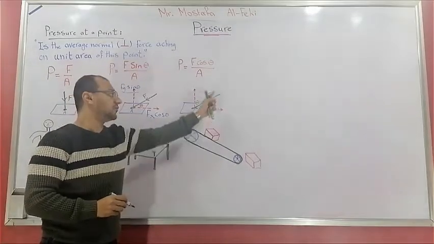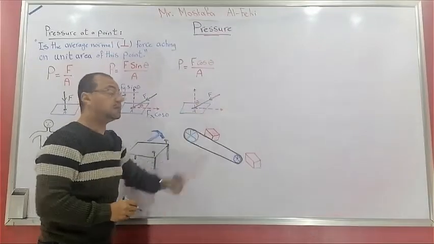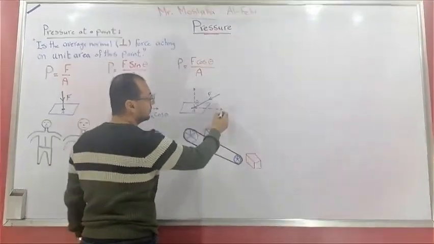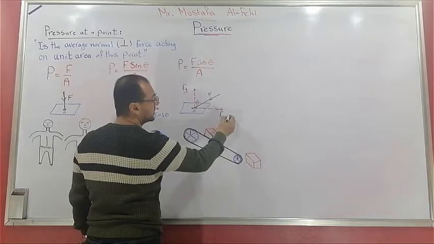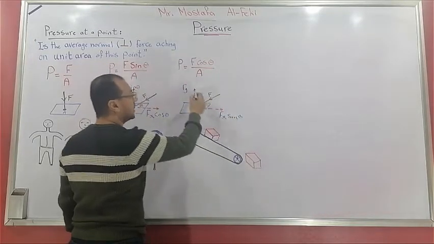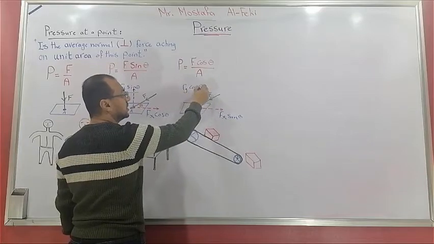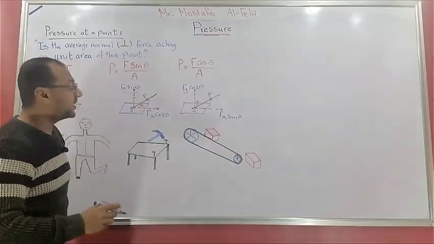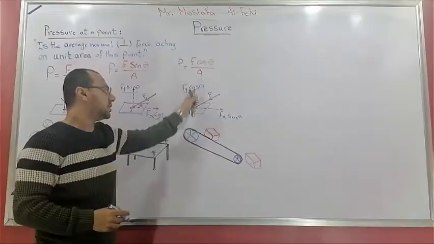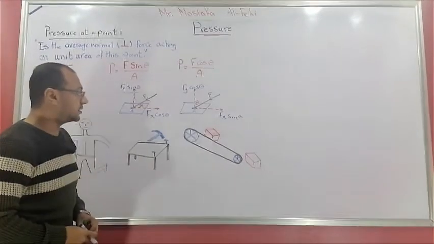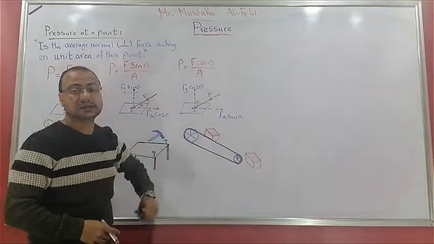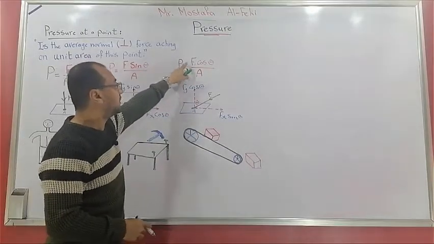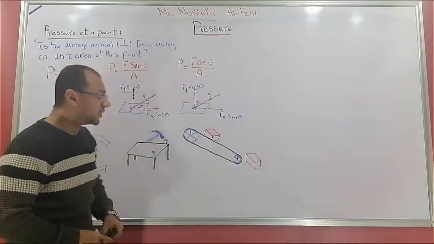Third case, when the force makes an angle with the vertical, by resolving the force into two components, Fx and Fy, where Fx is F sine theta and Fy is F cosine theta. Also, what is the normal perpendicular force that acts on the point? It is Fy, which equals F cosine theta, then the pressure equals F cosine theta over A.